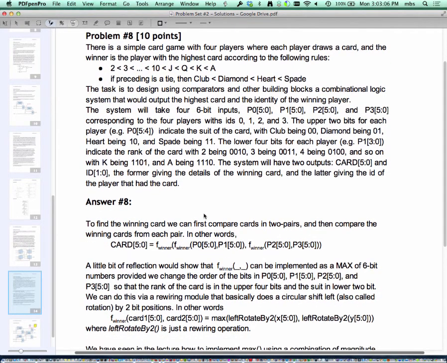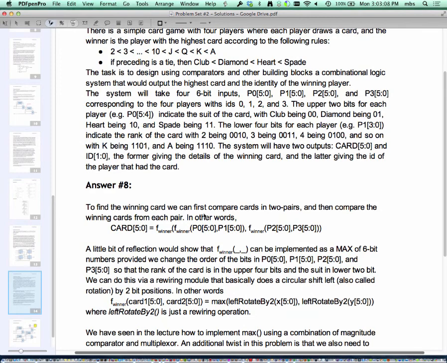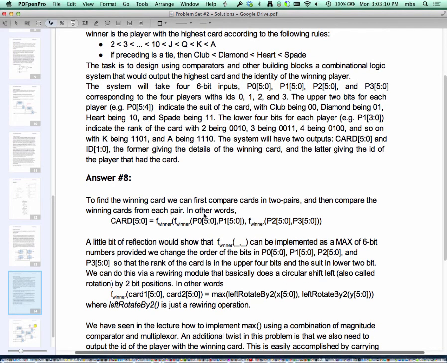The observation in solving this was that, I have 4 cards, and I have to find the winning card. So the first thing I can do is find a winner on one pair of cards and find a winner from the other pair of cards, and take the 2 winners from this initial step and find a winner among them, right?